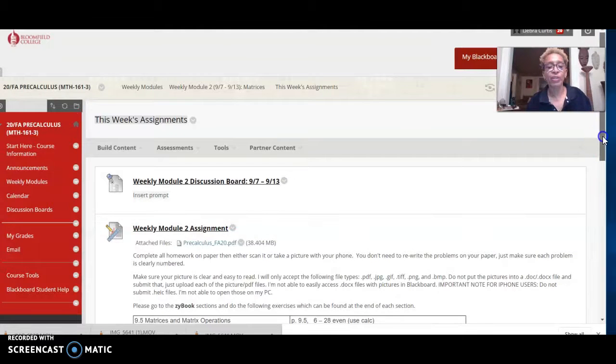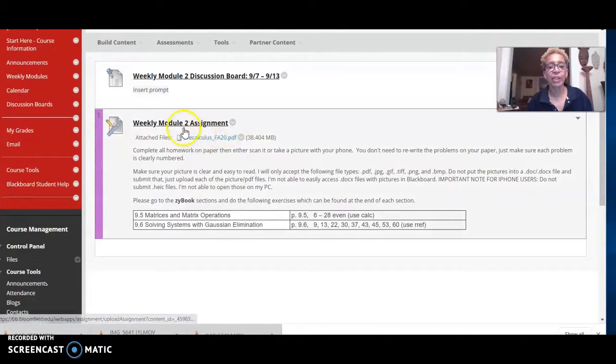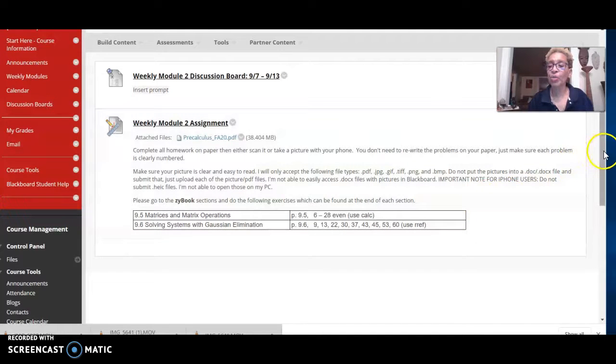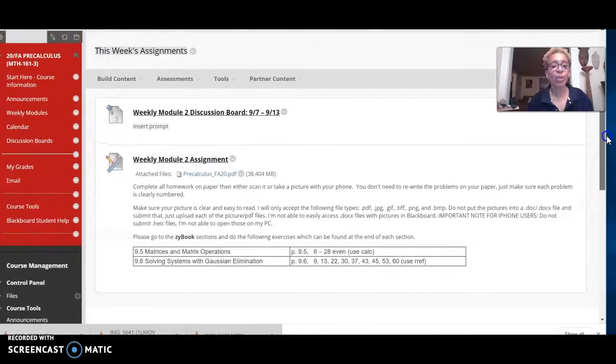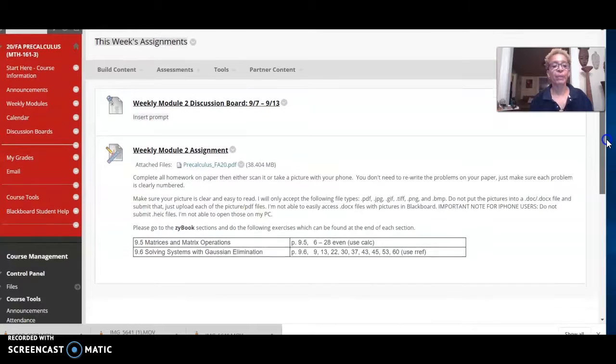So we have our discussion board. You can participate in that, but you must do the assignments, and here it's explained how you can hand in the assignments. All right, so we're going to do 9.5, matrices and matrix operations, and 9.6, solving systems with Gaussian elimination. And all of this you can do with your calculator. There are ways to do it without the calculator, but you can also do it with the calculator.